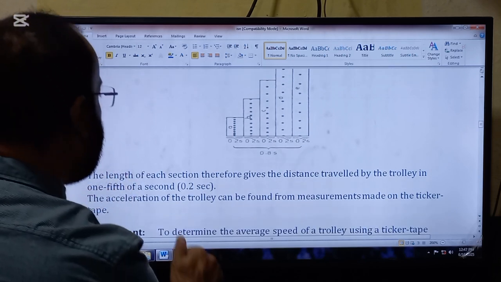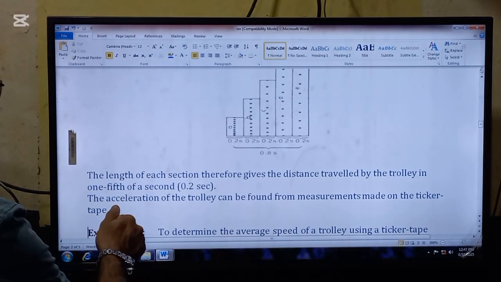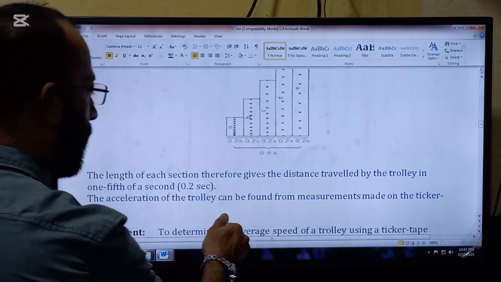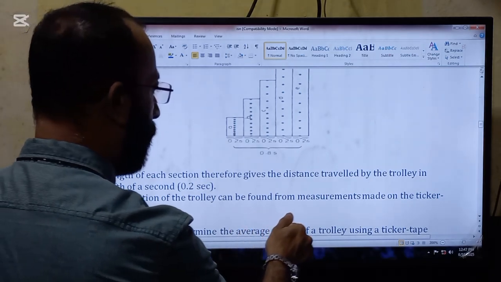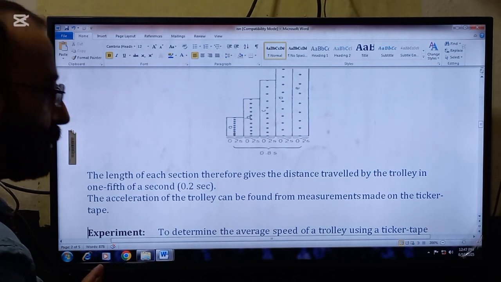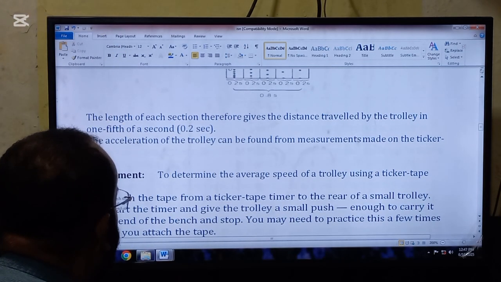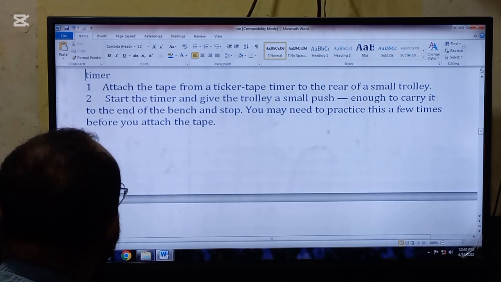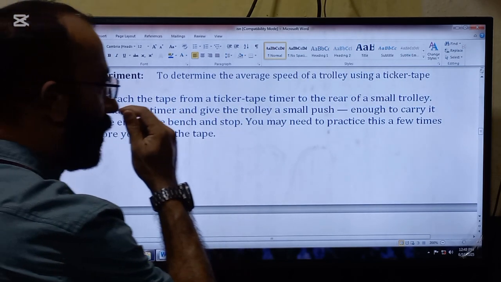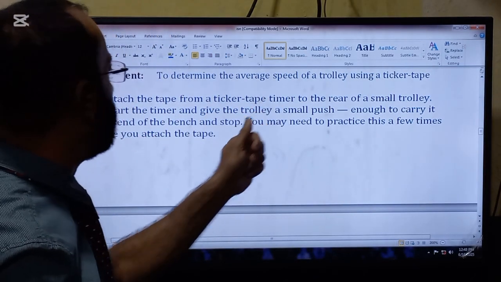The length of each section therefore gives the distance traveled by the trolley in 1/5 of a second. The acceleration of the trolley can be found from measurements made on the ticker tape. So this is a very simple thing, students. Look now. Here we are going to do an experiment to determine the average speed of the trolley using a ticker tape timer. So we are going to find the average speed.